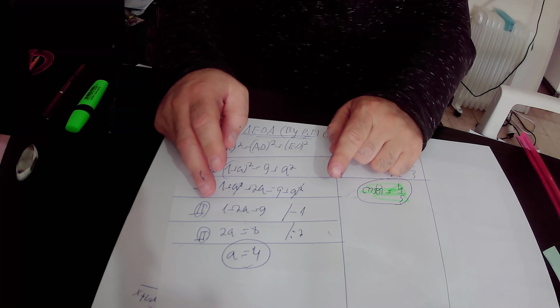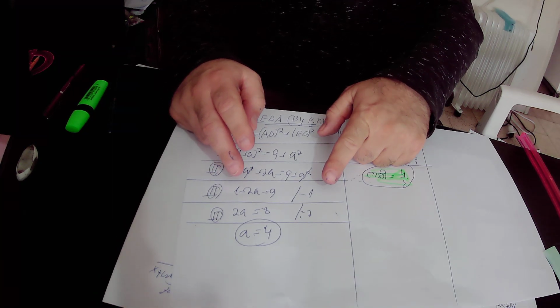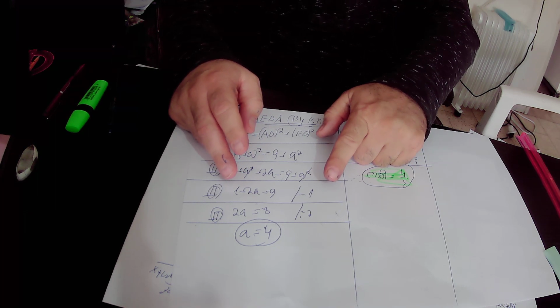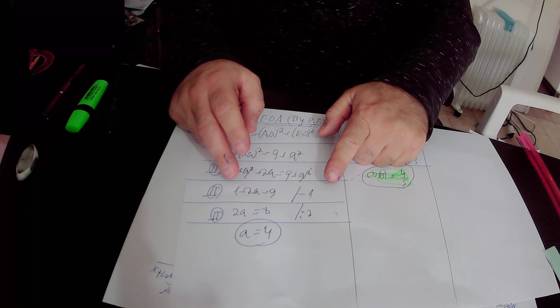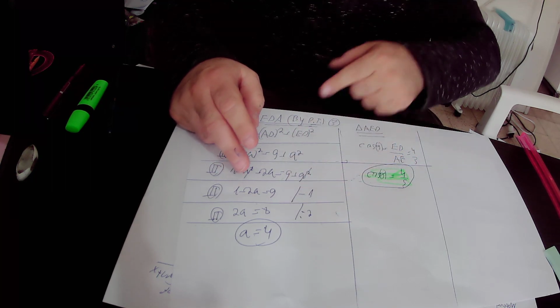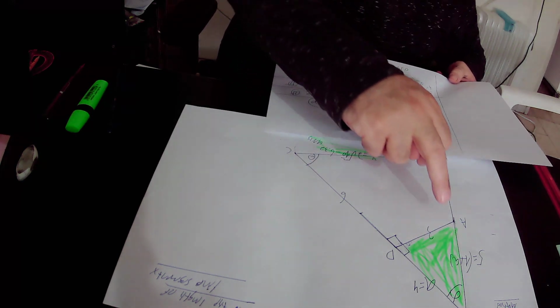According to equation number 2, we divided by 2, and we got that A equals 8 over 2. 2A over 2 is A, and 8 over 2 is 4. So in conclusion, we found out that A equals 4 units. Here, A equals 4 units, and A plus 1 is 5.